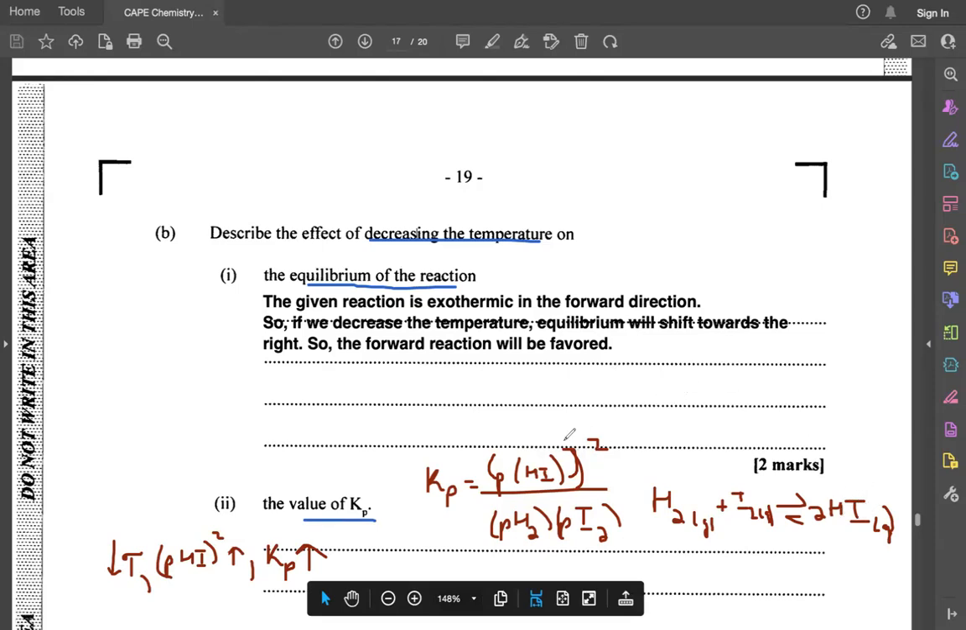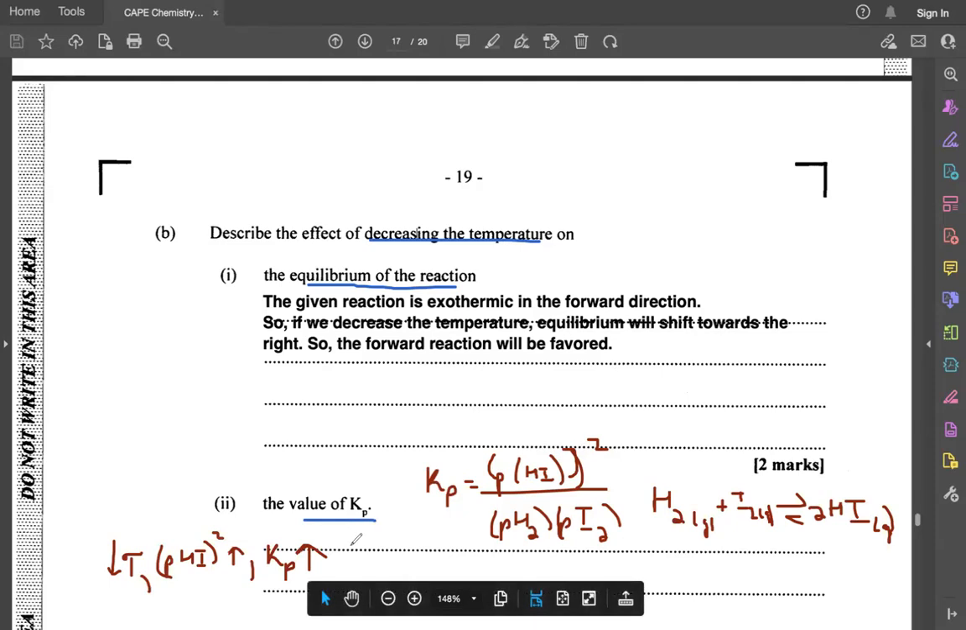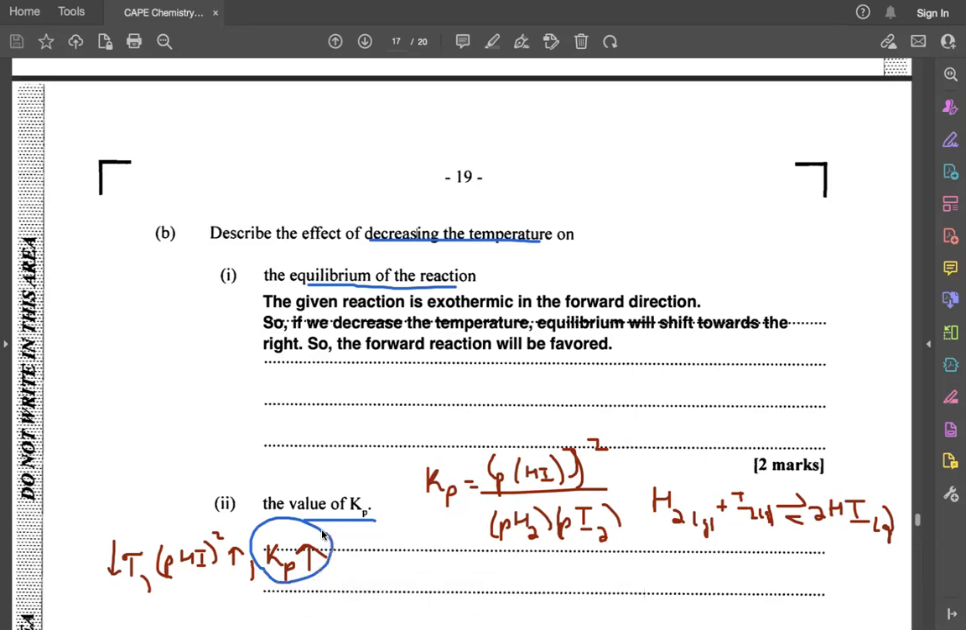Because the partial pressure of HI is in our numerator here, and it goes as partial pressure of HI squared, that means that if we increase the partial pressure here by favoring the forward reaction, then what we're doing effectively is increasing our Kp. So our final result is that the value of Kp increases. So that's our final answer for that part, and we're ready to move on now.